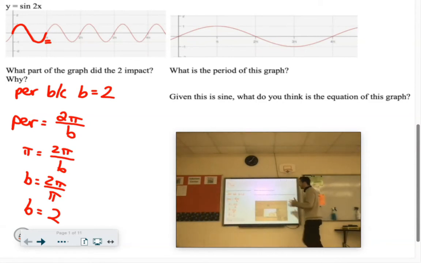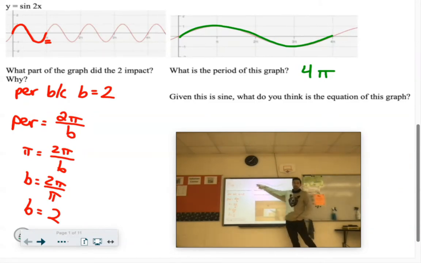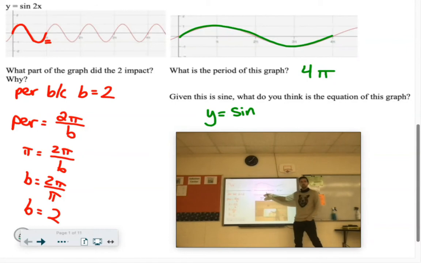Now, if you look at this one, it's stretched out a little more. So one cycle, one period is 4 pi in this case. Given this is sine, what do you think is the equation of this graph? So we're going to need to figure out, well, the a is 1 because it just goes up 1 and down 1 from the center. So we could say y equals sine, right? There's going to be just a 1 in front of that, which we don't have to write. Now this will be affected by the period, which affects that b. So it's going to be something between the sine and the x. Now we need to figure out what that is.